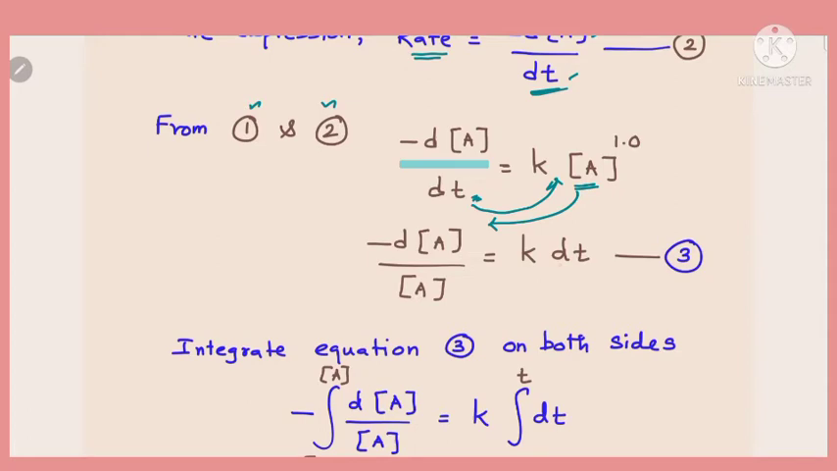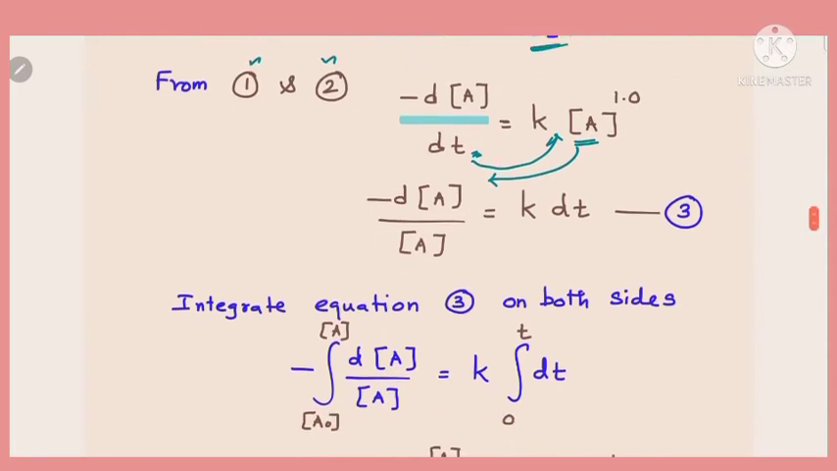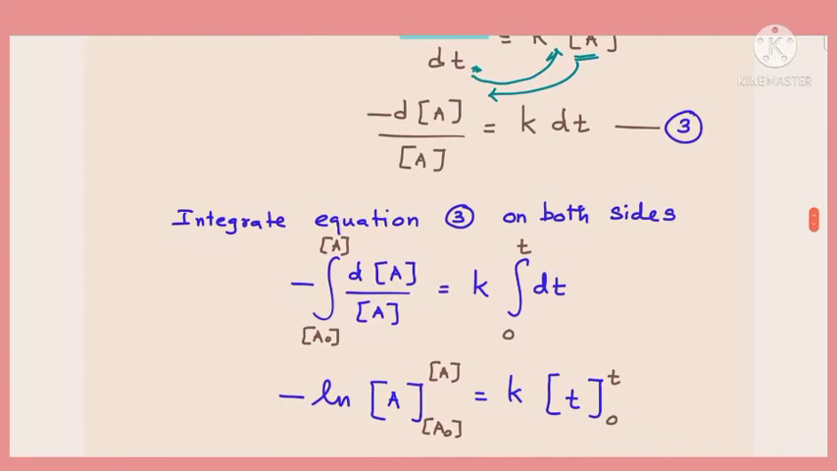Now this equation has to be integrated on both sides. Equation 3 I am going to integrate on both sides, with limits A naught as the lower limit and A as the upper limit. A naught is nothing but the initial concentration of reactant. A is the concentration of reactant at time t.